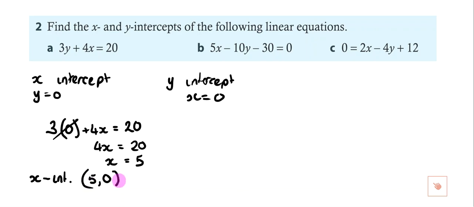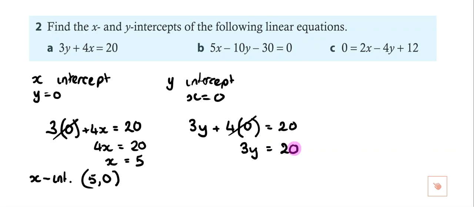The y-intercept, same idea, but we have 3y plus 4 times 0 equals 20. 4 times 0 is 0. So we know that 3 y's must equal 20, which means y is 20 divided by 3, which is equal to 6.6 recurring.